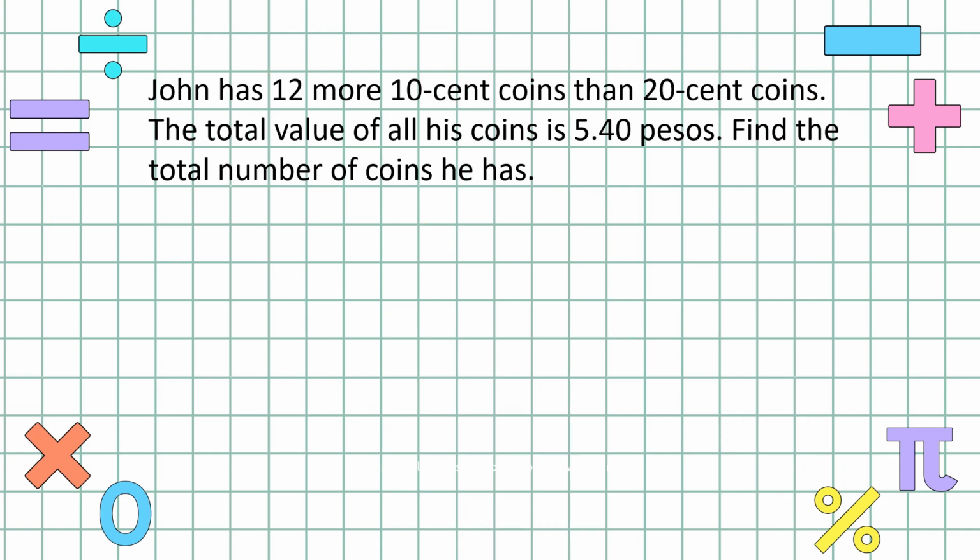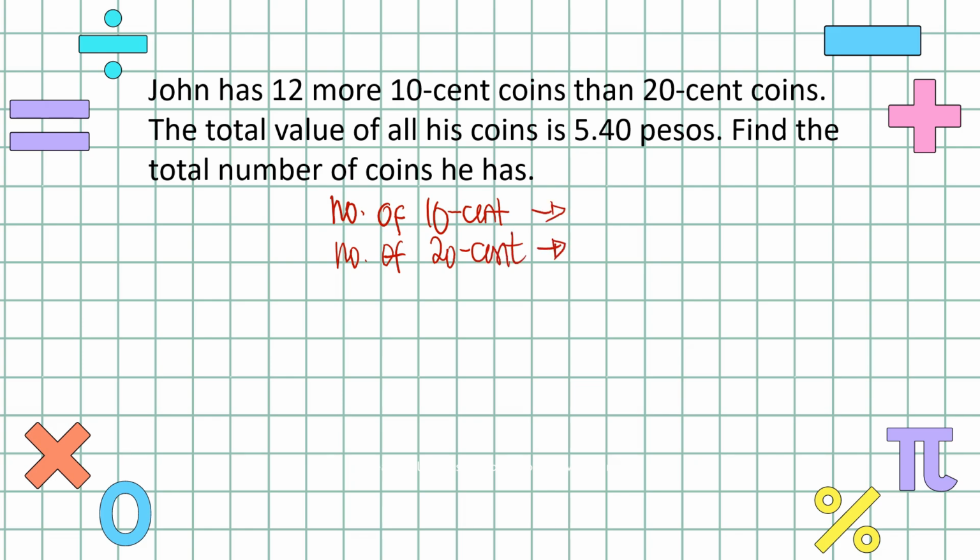For our last example, we have a money problem. John has 12 more 10-cent coins than 20-cent coins. The total value of all his coins is 5.40 pesos or 5 pesos and 40 centavos. Find the total number of coins he has. Okay, to start with, of course, we need to represent the number of our 10-cent coins and our 20-cent coins. So let's say this is the number of the 10-cent coins and the number of 20-cent coins.